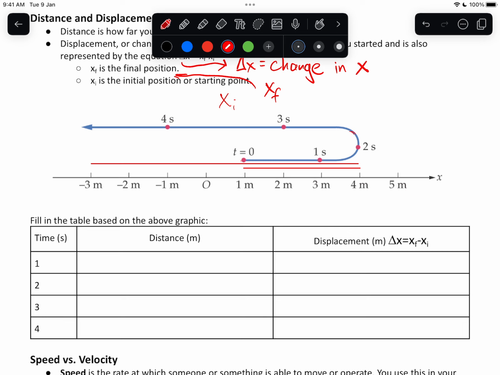So let's take a look. All right, at time 1, what is the distance that the person traveled? Well, at time 1, I'm going from 1 meter to 3 meters. So the distance I've traveled is 2 meters. That's the total distance that I've traveled. Now my displacement is change in x. Well, my final position, my x final, is going to be 3 meters minus my initial position, which was 1 meter, and that's going to give me an answer of 2 meters.